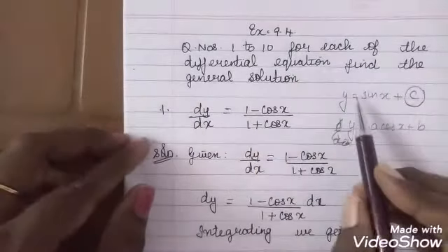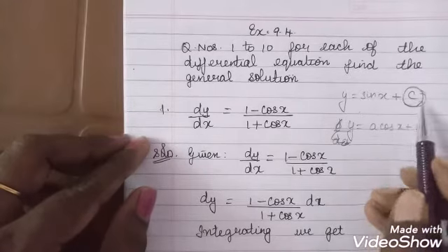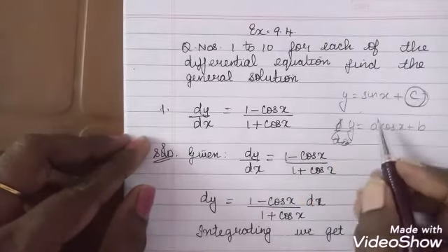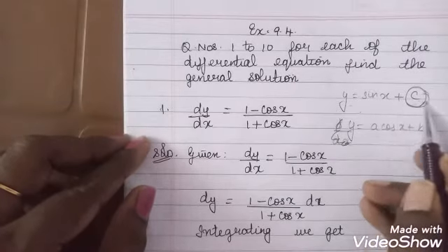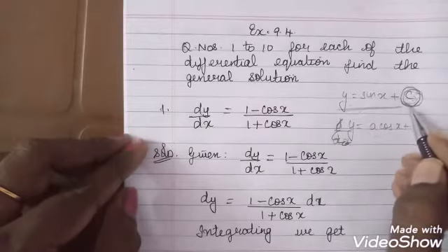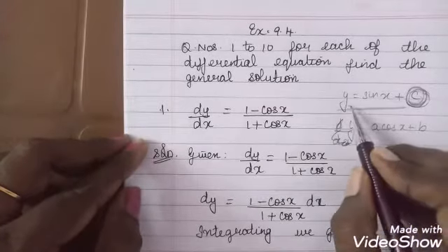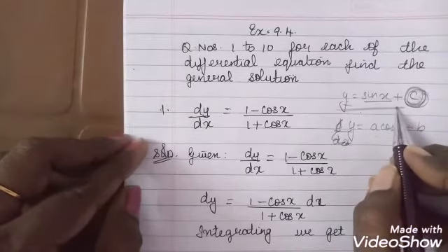So what is this general solution actually? It's nothing but the solution which involves arbitrary constants. That only we call a general solution. So y is equal to sin x plus a constant you have here. Okay, so this we call a general solution. When you are able to find out the constant value by substituting certain constraints, that we call a particular solution here.